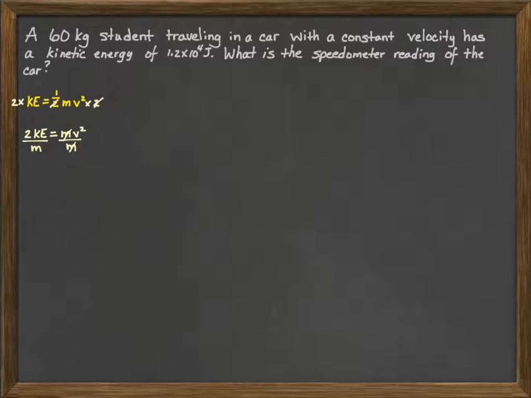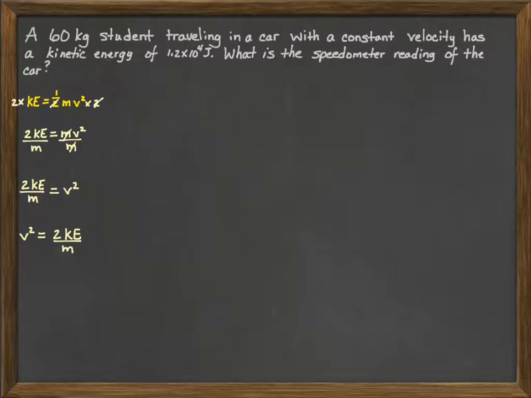This cancels the m on the right side of this equation. So I'm left with 2 times the kinetic energy divided by the mass is equal to the velocity squared. I can also write this as v squared is equal to 2 kinetic energy divided by m. This is how my equations usually look, so I go ahead and write it this way.